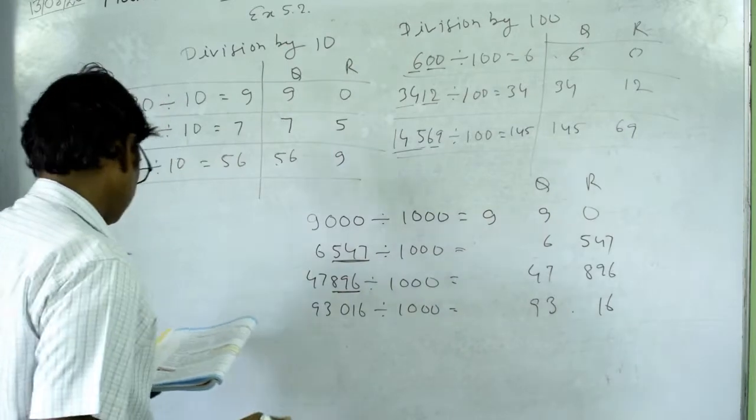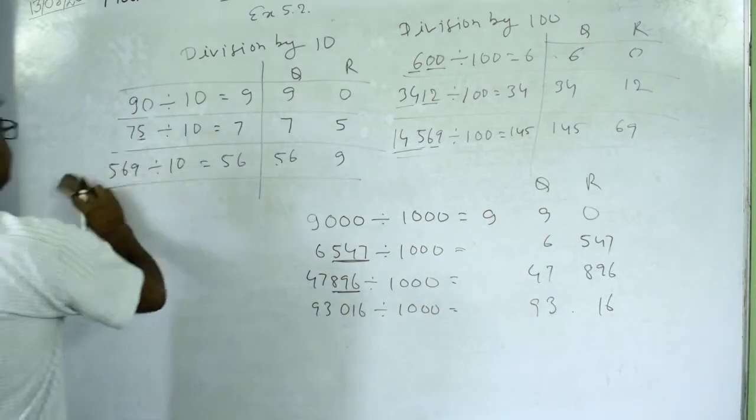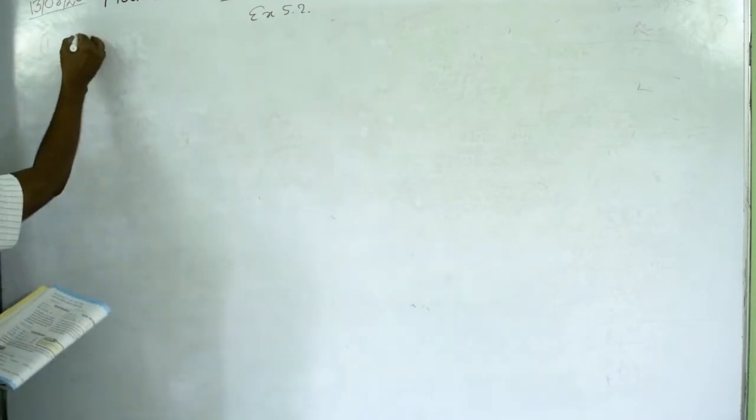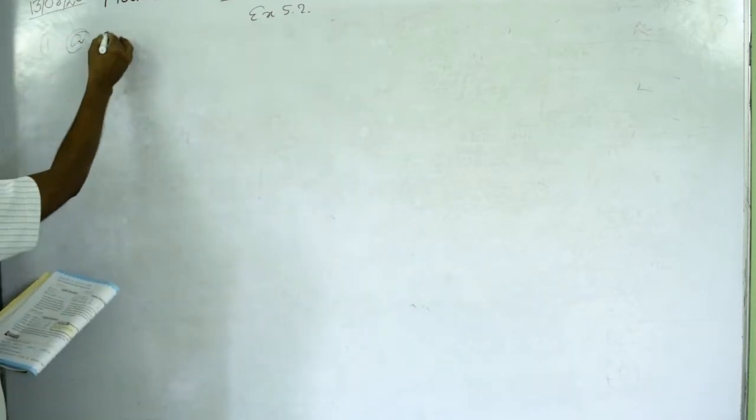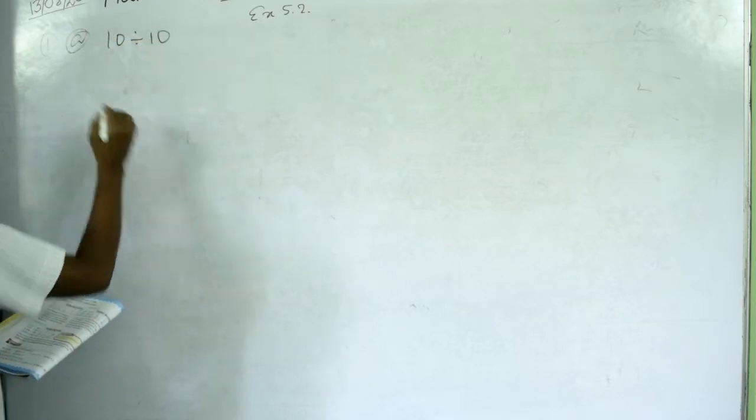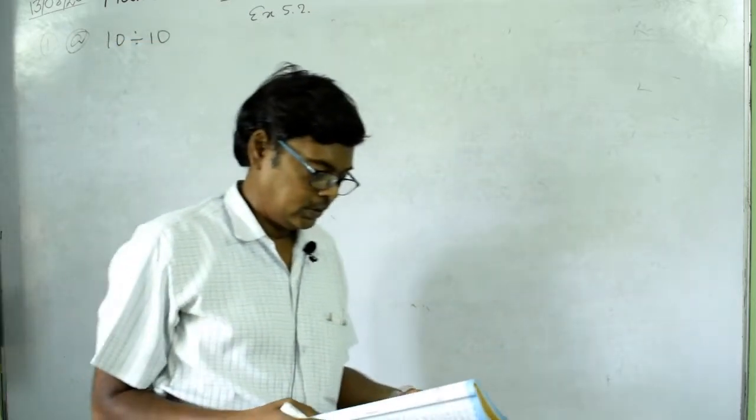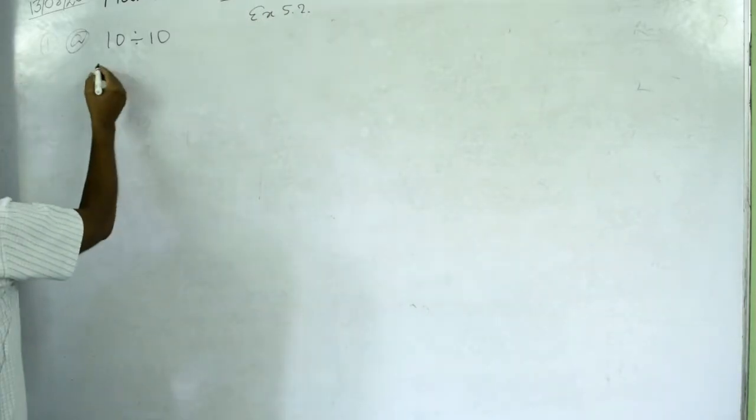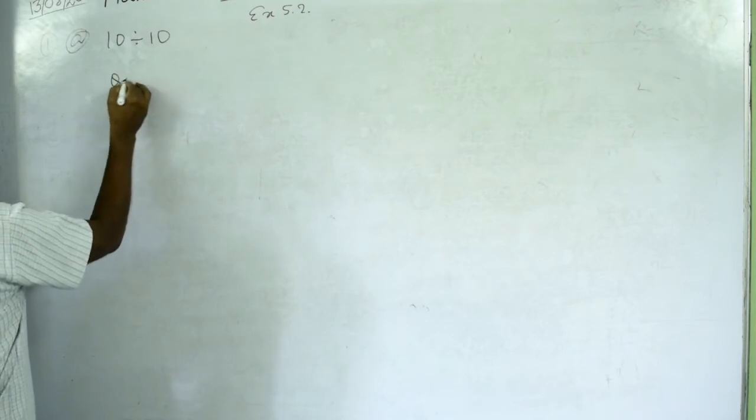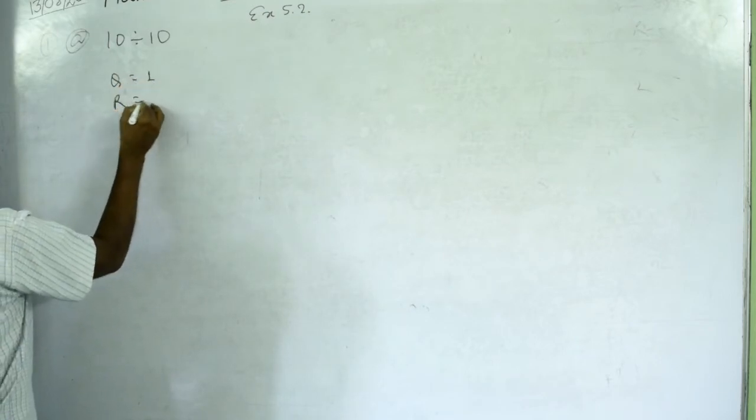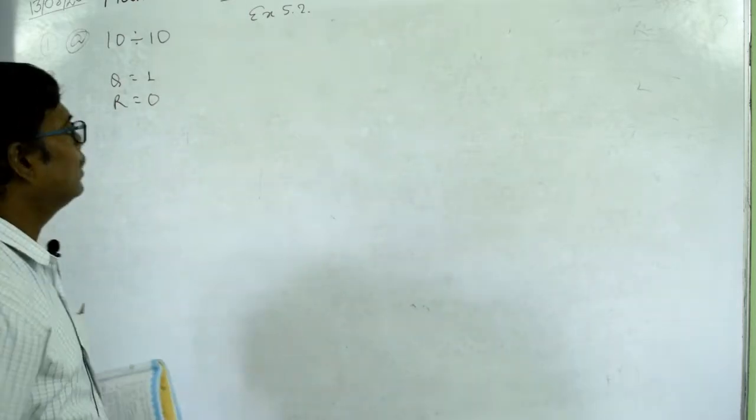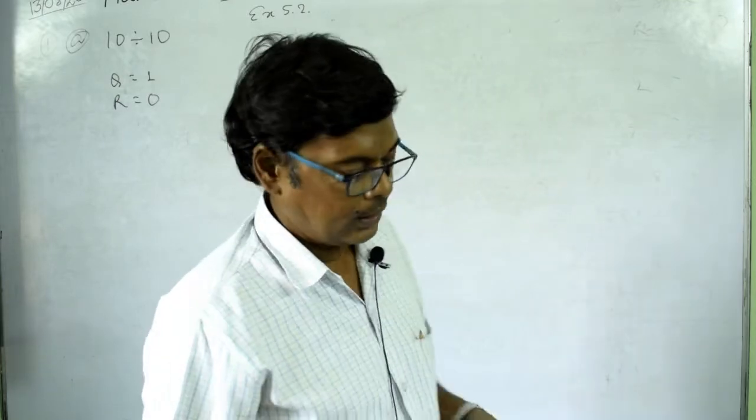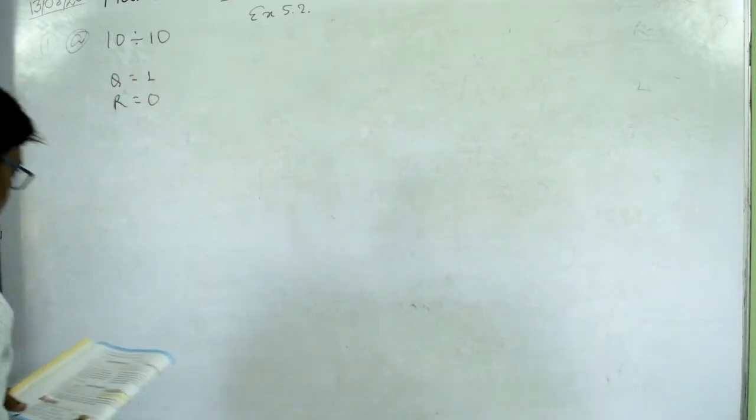So now question number 1A. Here it is 10 divided by 10. We have to find the quotient and remainder. So when you divide 10 by 10, the quotient will be equal to 1 and the remainder equal to 0. That is, we have to write the answer without doing anything, just use the rules and write the answer.